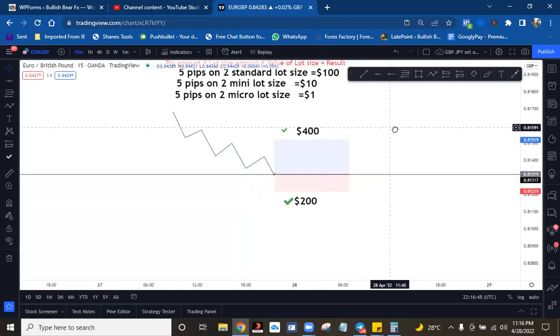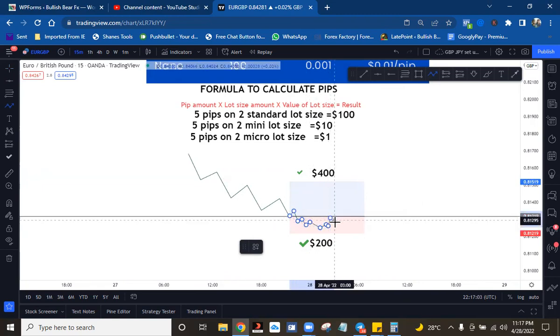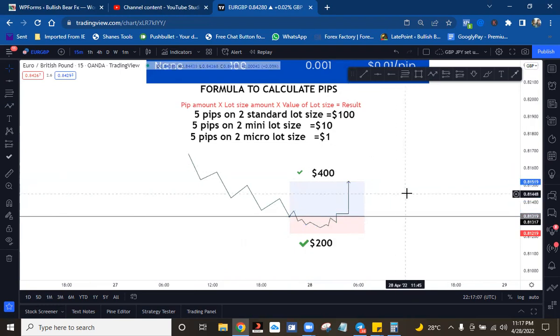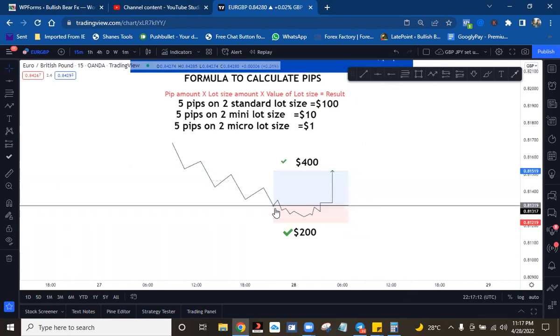All right. So now you guys already know how to calculate your pips. So if price then decided that it wants to go in your favor, maybe played around with your emotions and then came and hit this, you have won $400 because you used 2 standard lot size. But you must always understand that you should not risk more than what you can afford to risk.